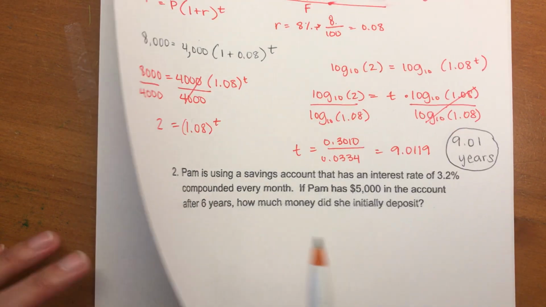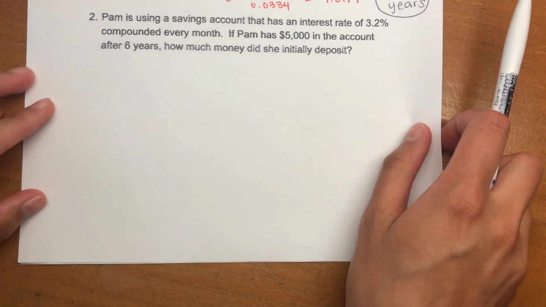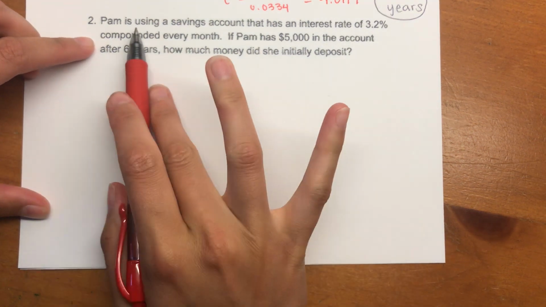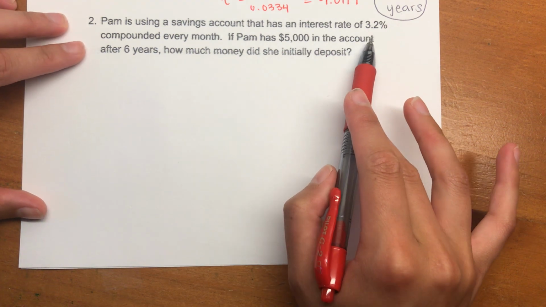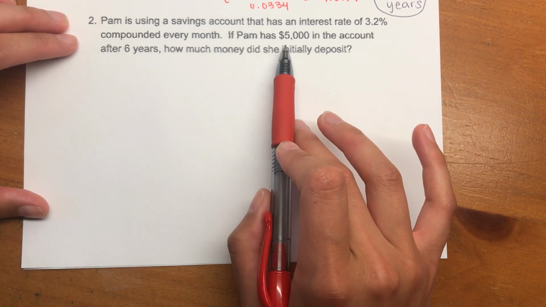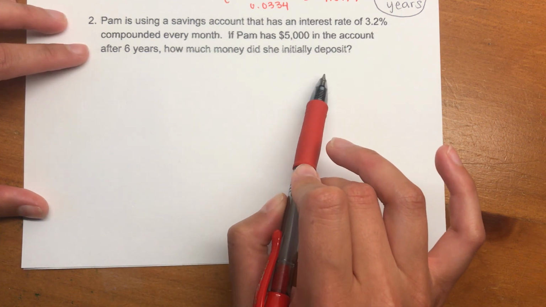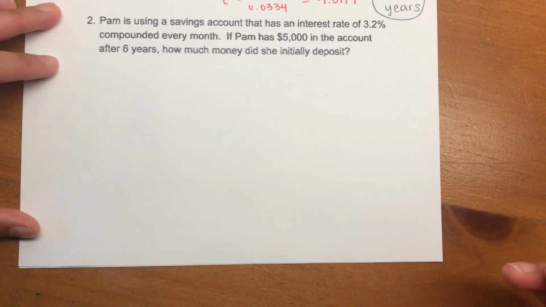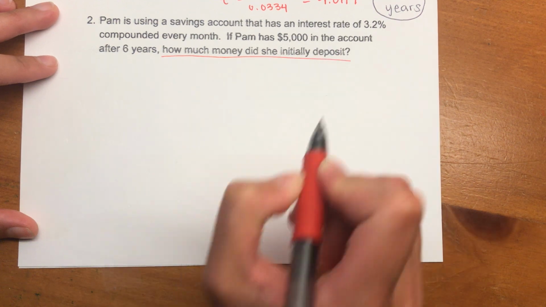I've got one more example for you of a different version, and then you've got practice on your own in the Google form, okay? So Pam is using a savings account that has an interest rate of 3.2% compounded every month. If Pam has $5,000 in the account after 6 years, how much money did she initially deposit? Okay, so let's first underline our question.